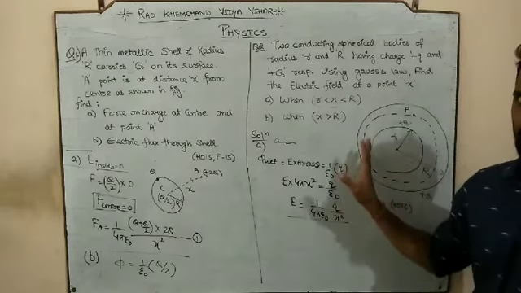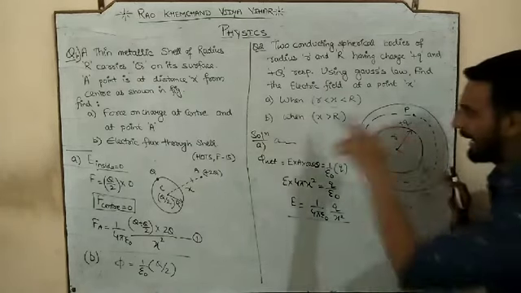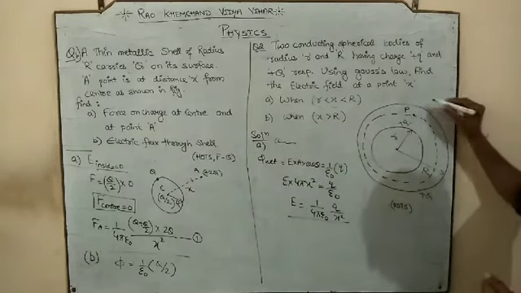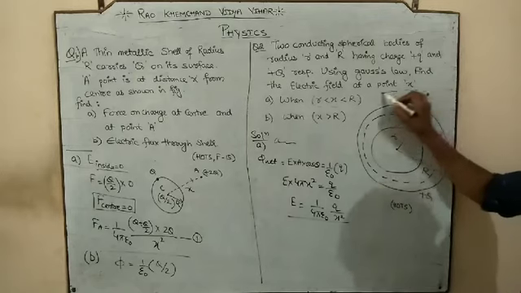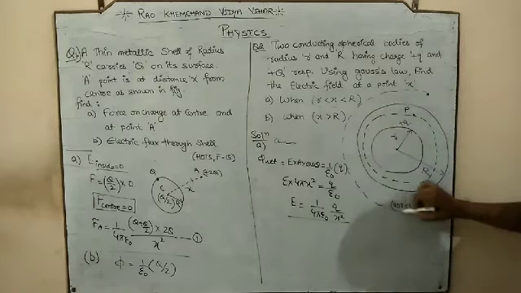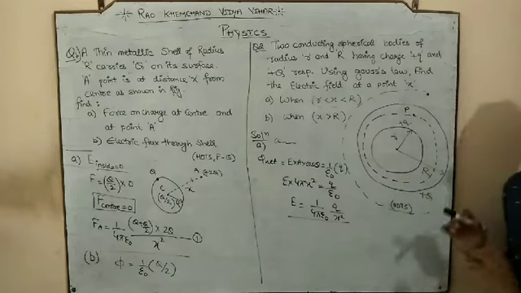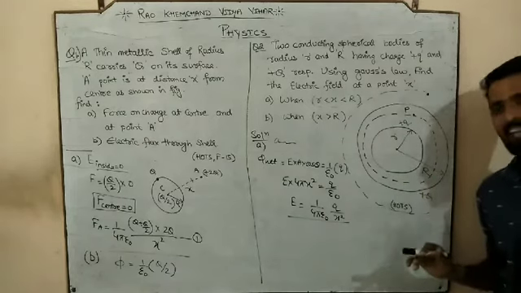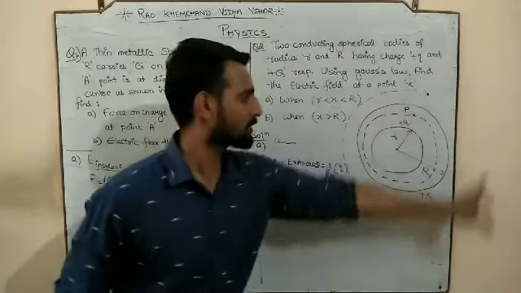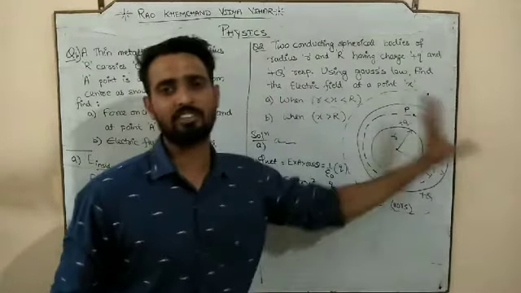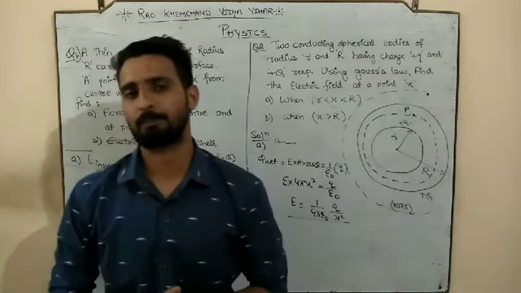Second part I will not give you anything. x is greater than capital R. I think the point should be here. If the point is here, this should be your Gaussian surface. Now just try to understand how much net charge this Gaussian surface is enclosing. Apply the same tactics, you will have your answer.